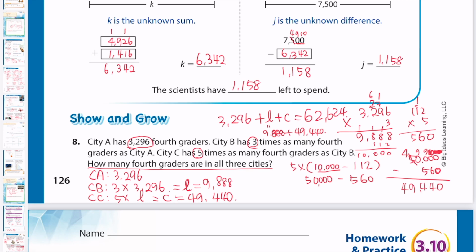That's it. Okay? I will see you tomorrow. And your homework is what? 127 and 28. And we are gonna practice the entire chapter tomorrow for your test review.